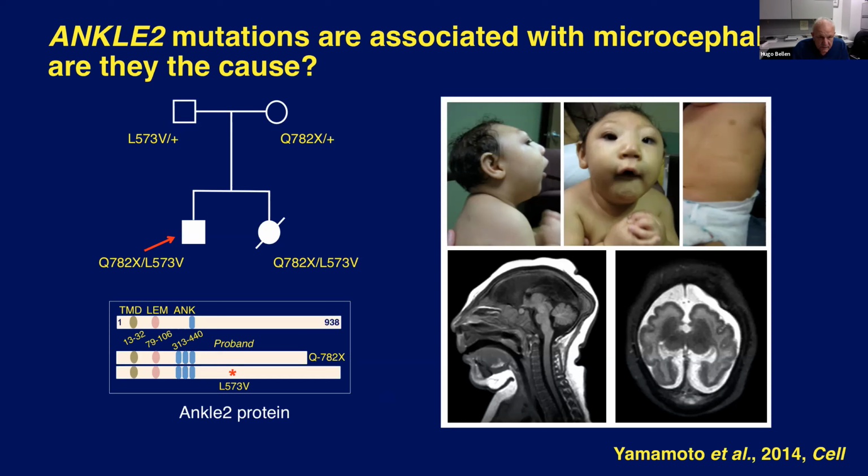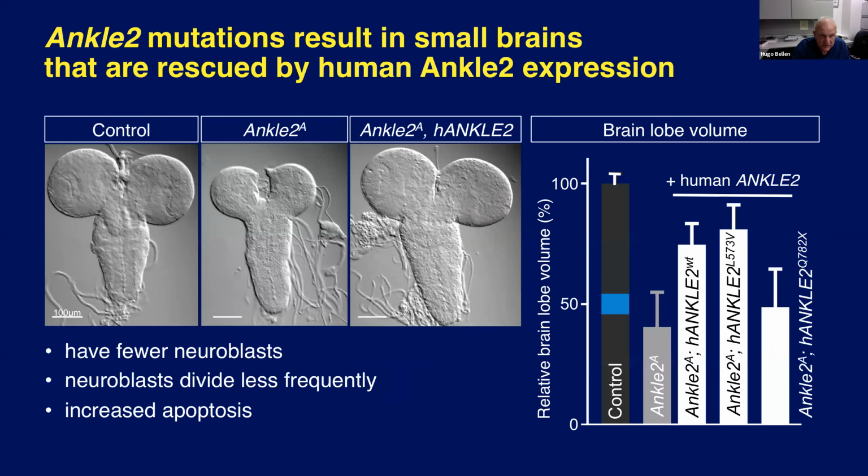So the idea was ANKLE2 was identified in the screen as a gene that affects the development of the peripheral nervous system. What about the central nervous system? And as is shown here, when we looked at the third instar larvae of the ANKLE2 mutations, we noticed that these ANKLE2 mutations have a small brain compared to the control, and then we expressed the human ANKLE2 and restored not only the brain size, but these animals are lethal, and these animals are viable and survive.